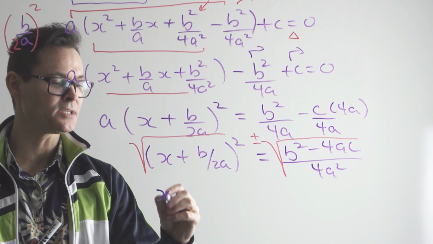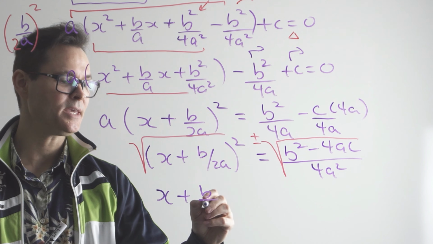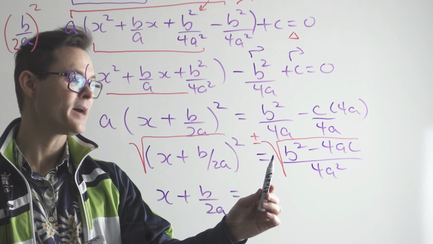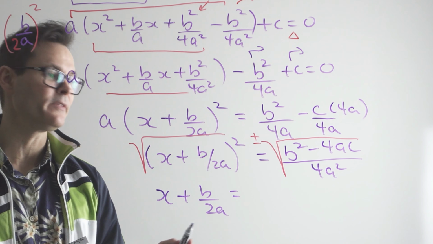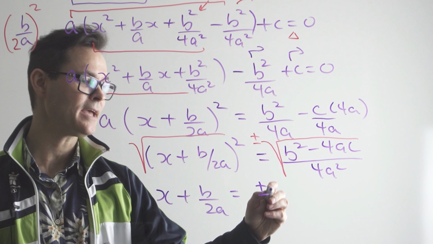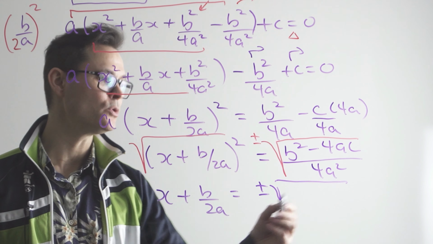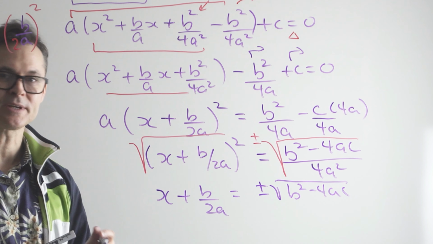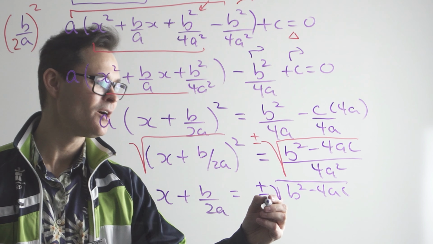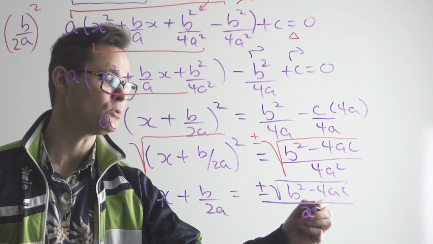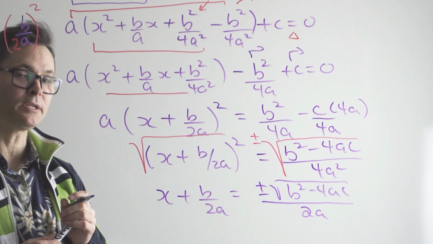So that unleashes the x plus b over 2a equals, well, now look here, that square root can act on the numerator and the denominator. So in the numerator, it becomes positive, negative, square root, b squared minus 4ac. That's comforting to hear because that's a part of the formula. All over the square root of 4a squared, which is going to be 2a. Well, it's looking good now.